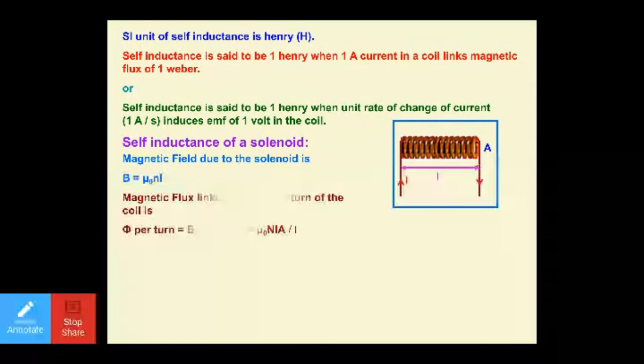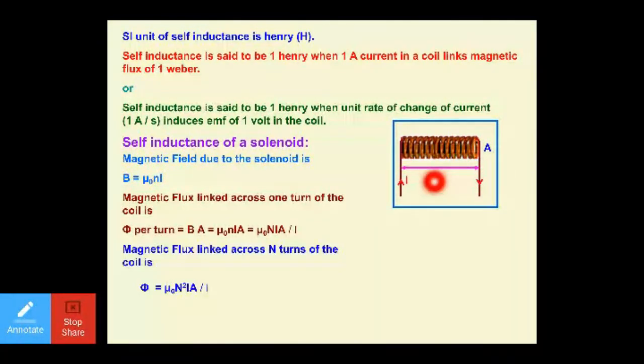So you may further write the magnetic flux linked across one turn of the coil. For one turn, phi is equal to BA. The value of B is mu naught n i, which you will place here, multiplied by A. Furthermore, if you replace small n by capital N upon L, you will have to write here mu naught N i A by L. What is the L representing? It is the length of the conductor.